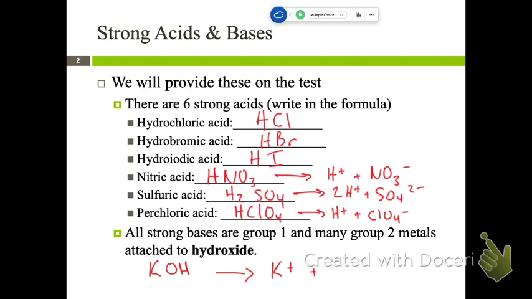Strong, so we're going to get a K plus and OH minus. What about, I'm going to do one more. I'm going to do it up at the top though. What about this one.